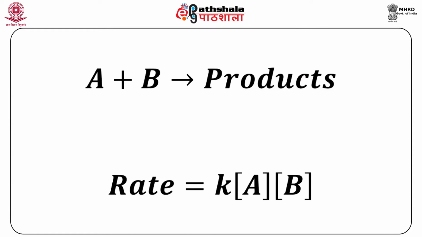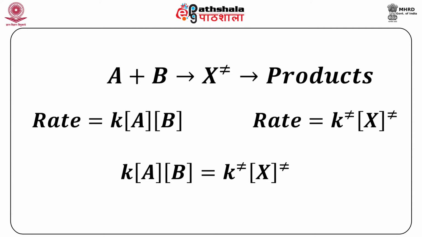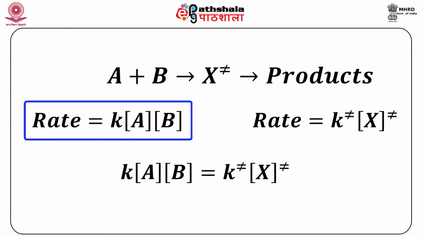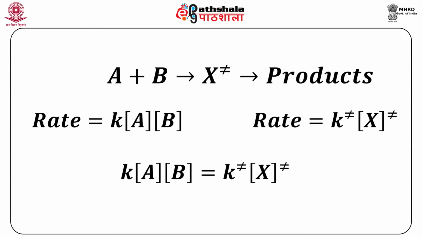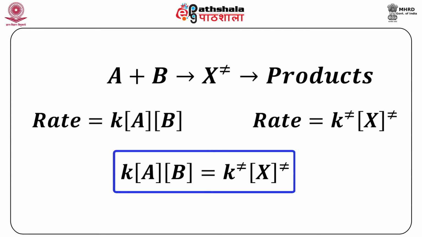Now, let us consider an elementary reaction A plus B giving products, for which the rate is equal to rate constant into concentration of A into concentration of B. Now, let us consider the same reaction taking place via transition state complex, that is A plus B giving transition state complex giving products. As per the assumptions of transition state theory, we know that rate is equal to rate constant into concentration of the transition state complex. Equating the rate expression obtained from the transition state for the reaction and that obtained by considering the elementary reaction, we get k into concentration A into concentration B equals k into concentration of transition state complex.